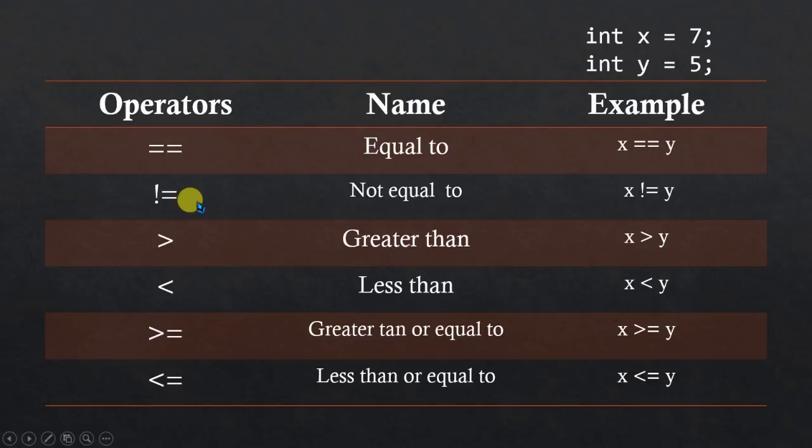These are the types: equal to, not equal to, greater than, less than, greater than or equal to, less than or equal to. For equal to, we have two variables x and y. The value of x is 7 and the value of y is 5, and x is equal to y returns false because both variables are not equal to each other. And x is not equal to y prints true because both variables are not equal. And x is greater than y, yes, 7 is greater than 5, it's true. So let's go ahead, I will explain them in Visual Studio Code.